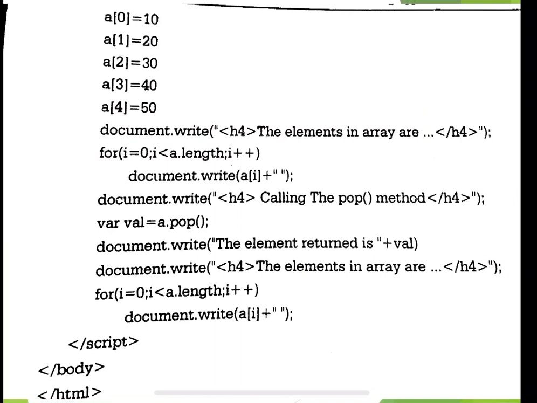So document.write, the element returned is plus val, that will be 50, and document.write, the elements in the array are, again the new array will be displayed. For i is equal to 0, i less than a.length, i plus plus, document.write a[i]. So 10 to 40 will be displayed again as the new array. Close the script tag, close body, close HTML. Let us see the output.